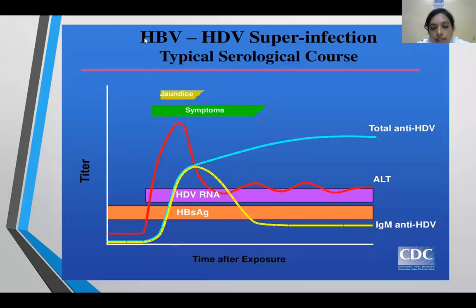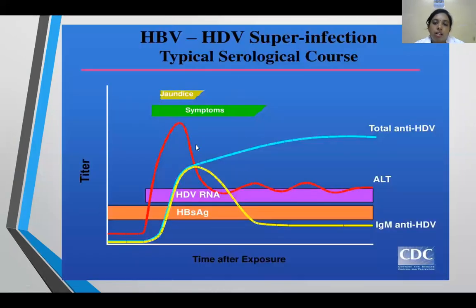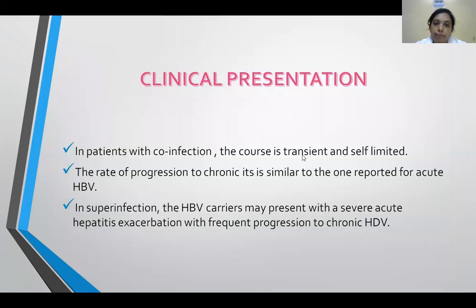This is the clinical phase. The jaundice and symptoms are here. This is the non-clinical phase. And as HDV RNA decreases, alanine transaminase is normal or mildly elevated, and anti-HDV is always elevated. See, always. And anti-HDV IgM is decreased. Initially in the clinical phase it's increased, and then it is decreased. A similar course is seen in co-infection. In co-infection, alanine transaminase is also elevated.